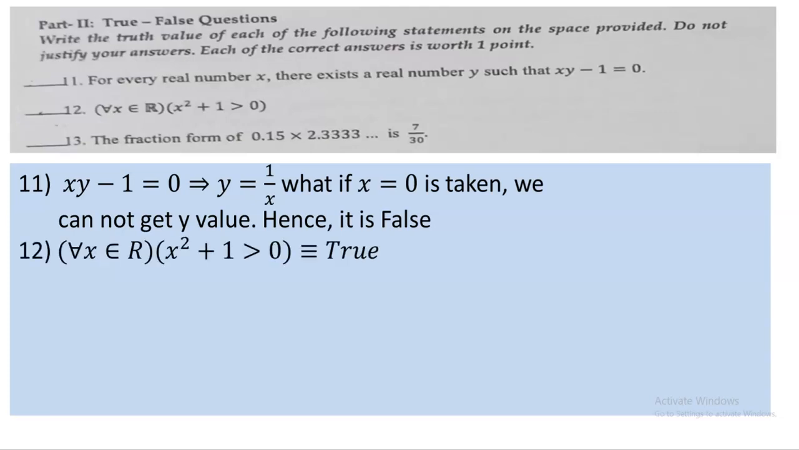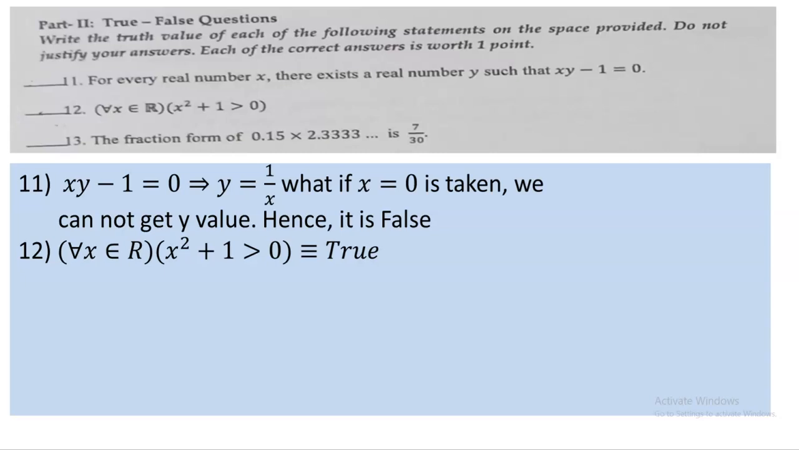When you come to question number 4, it says whatever real number you may take, its square plus 1 is greater than 0. Yeah, this is true. Whatever real number you may take, its square is greater than or equal to 0, but when you add 1 to it, automatically it will be greater than 1. It will be greater than 0. And because of this, the saying is always true. So the truth value for this is true.